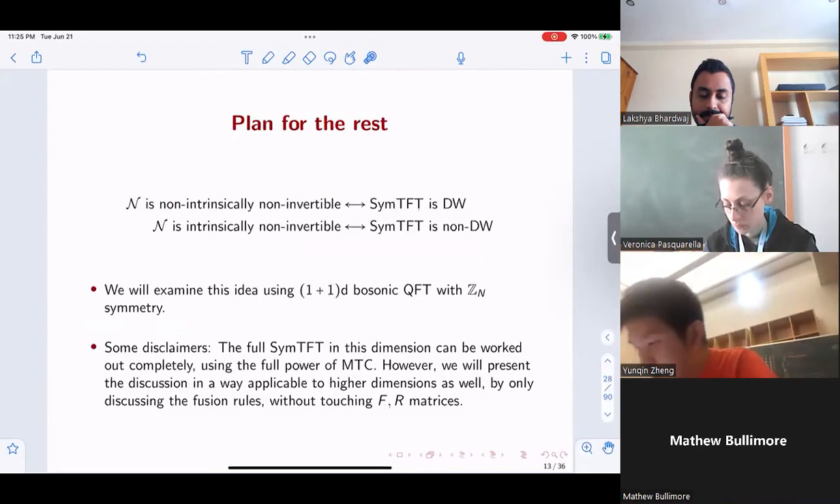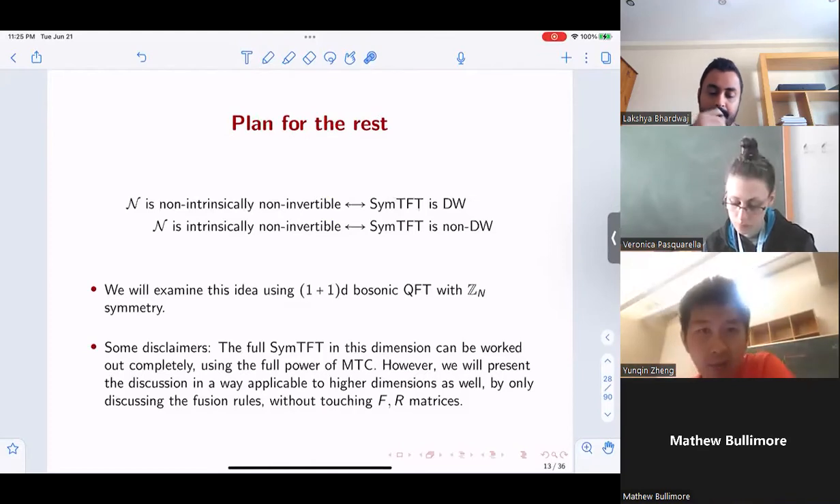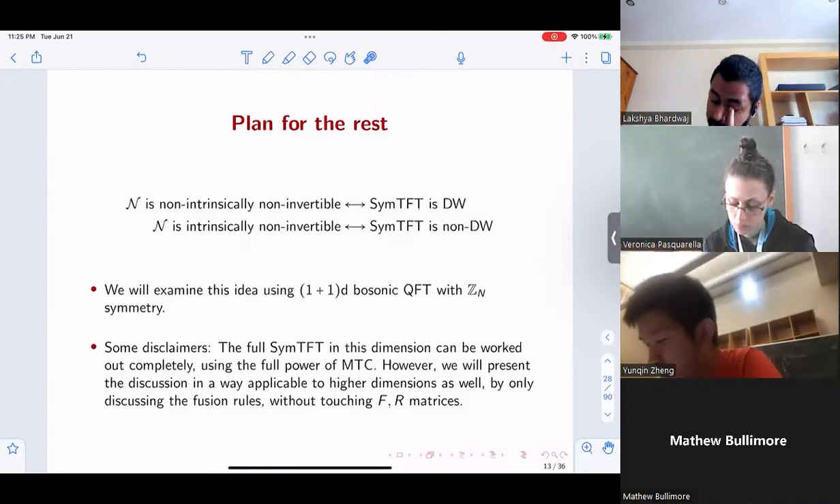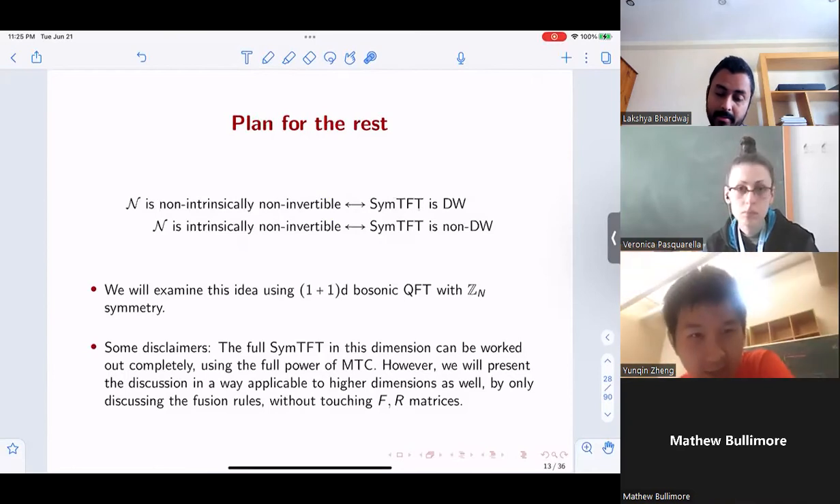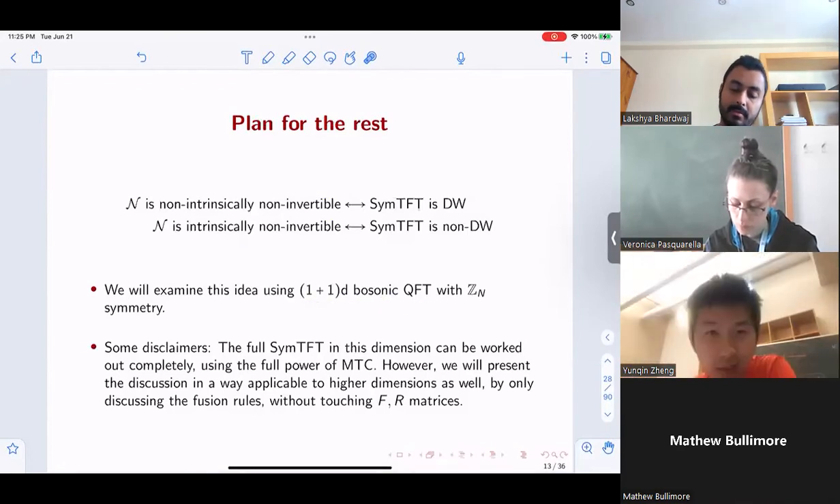Okay, so here's the plan for the rest of the talk. I'm going to explain how to use these criteria to tell whether the non-invertible defect is intrinsically non-invertible or not, by studying a concrete example. The example is the 1+1 dimensional bosonic QFT with the Zn global symmetry.